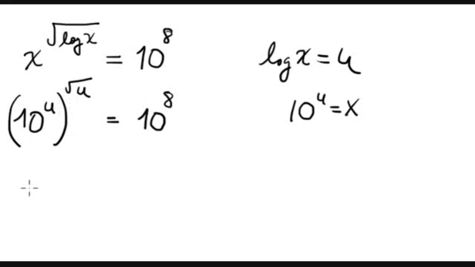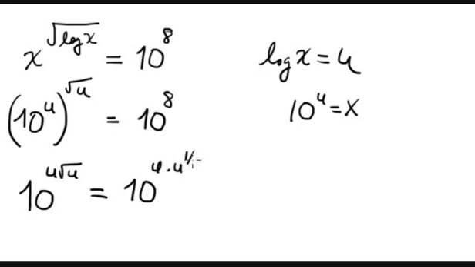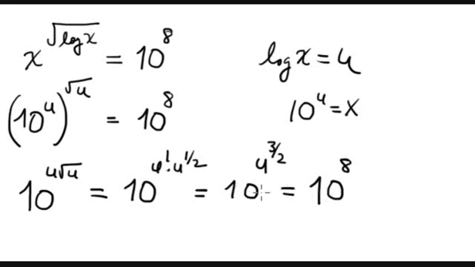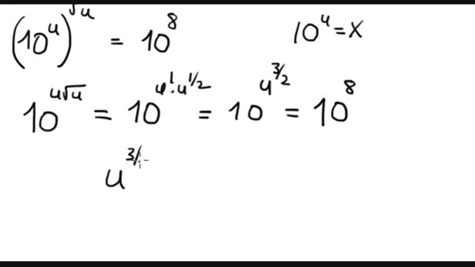Okay, now multiplication. In multiplication, the exponent is u times radical u. By the way, this is 10 to the u times u to the 1/2. When you multiply the same base, you add the exponents. So this is 10 to the u raised to the 3/2, equal to 10 to the a. Again, we have an exponential equation with the same base, 10, so the exponent will be the same. U to the 3/2 equals 8, raised to the reciprocal, which is 2/3, on both sides.